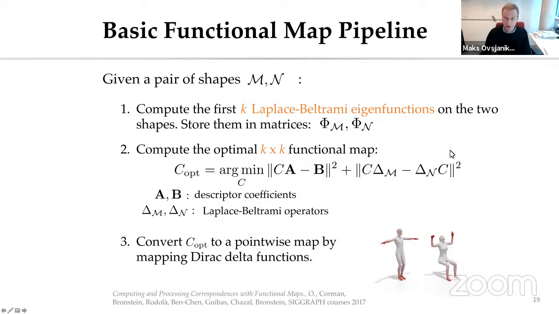So this is the expression of that constraint in the spectral domain. And finally, we convert this computed functional map matrix into a point-to-point map by mapping delta functions. We wrote a SIGGRAPH course with colleagues, and both Michael and Emma are contributors to this course. This is just the very simplest version of the functional map pipeline, and there are many more advanced versions that are described in this course. So if you're interested, I can recommend taking a look at that.